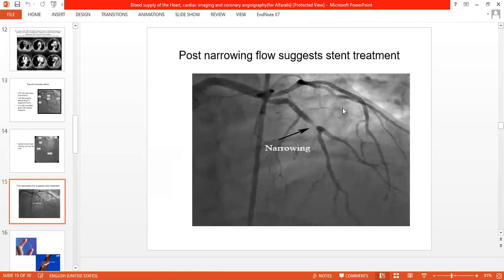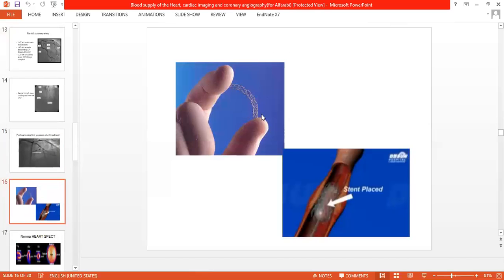Now, if there is any narrowing of these arteries, which leads to a lot of complications, then you can see it as a narrow point without the dye passing through it. So here is the block, and here is the narrowing of the artery. Post narrowing flow suggests stent treatment. So this kind of narrowing will lead to us having to give a stent into the vessels.